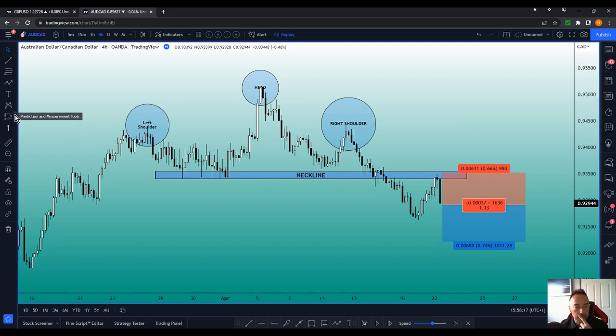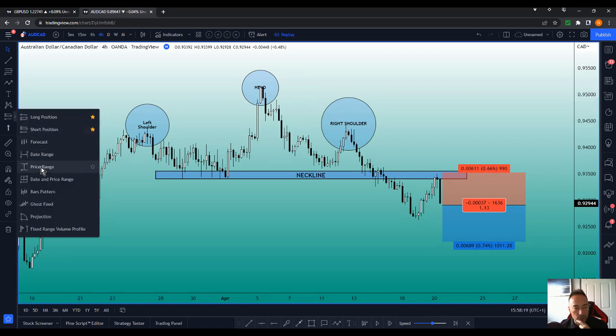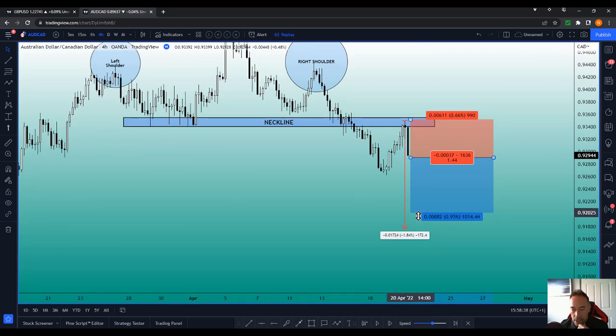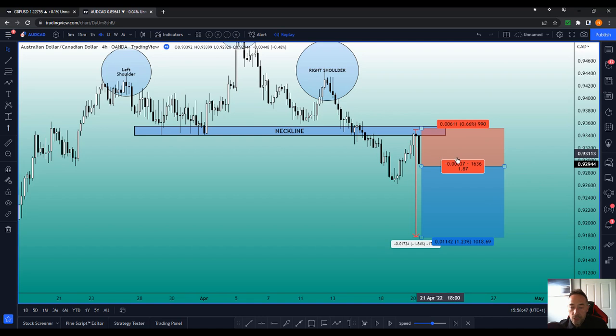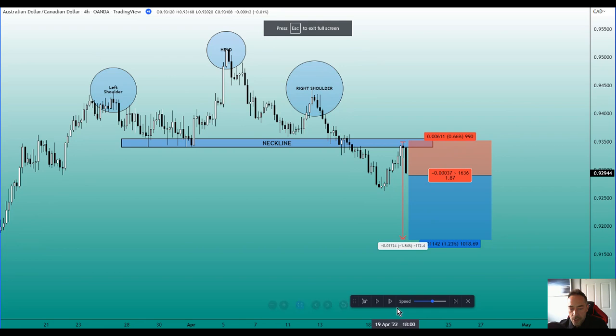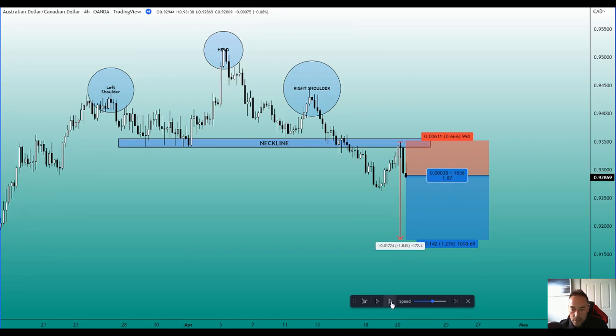So what we do is, if I can find that little tool again, price range. We go from here, measure to the neckline, and that's around about 172 pips. But we can see the tip of that candle there. So that is what we'd be targeting, something like that there. That would be a 1.87 to 1 trade if that triggers. So let's see what happens. Does that trigger? And yeah, it does.